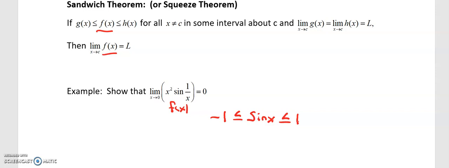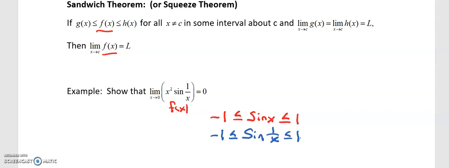Now the key to this is to get an inequality with f of x in the middle, and then I need a g of x on one side and an h of x on the other side. Well, I need a sine of 1 over x. So this next step is an intuitive step, which I'm going to write and then explain more about. If the sine of x exists between -1 and 1, I also know for sure that the sine of 1 over x also exists between -1 and 1.